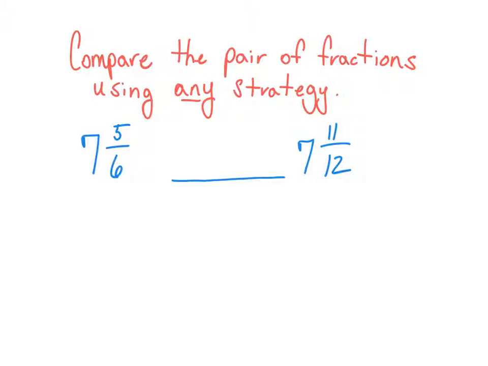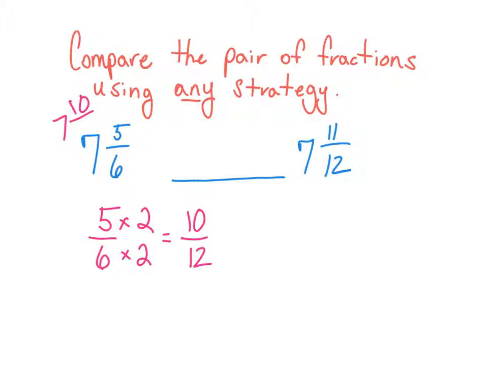The next one, I see that the denominator is 6 over here and 12. So let's focus on 5/6 because the wholes don't help us because they're the same. So let's focus on the fraction. What could we do to 5/6 so that I can get a like unit of 12? Well, I can take 5/6 and multiply the top and the bottom by 2 because I want it to become 12, and it becomes 10/12. So now this one is 7 10/12.